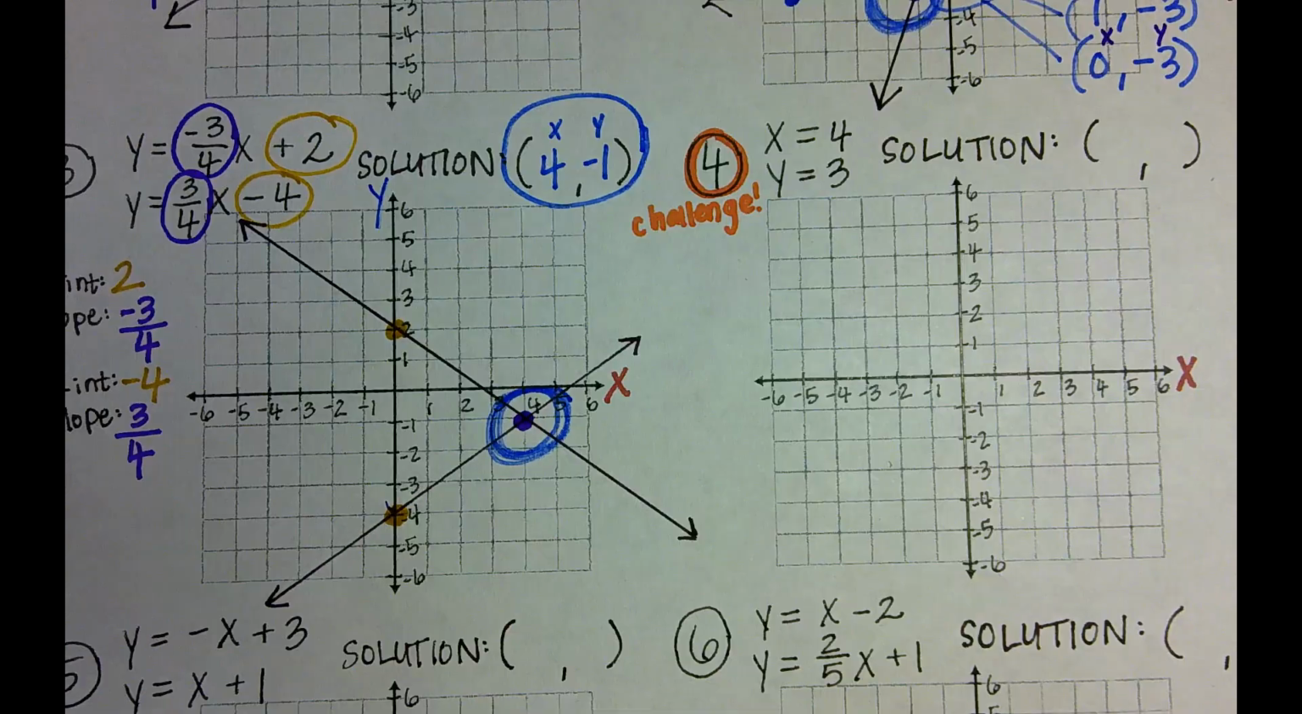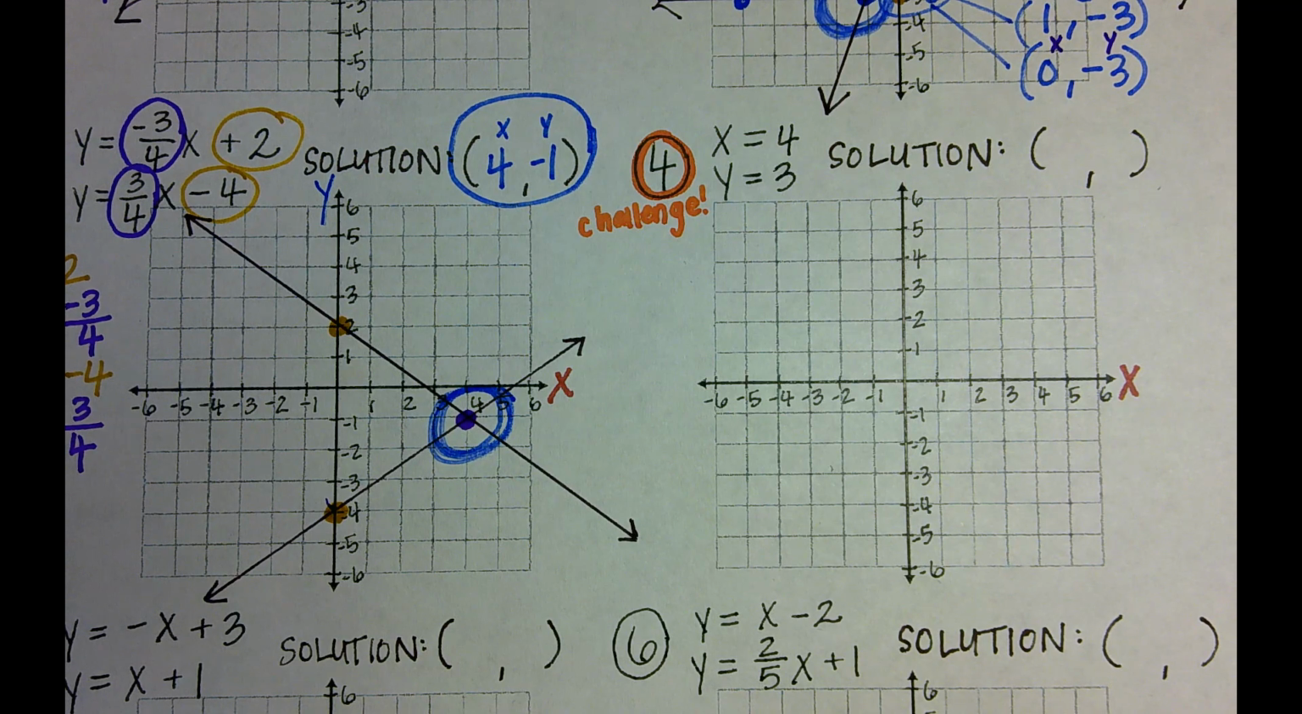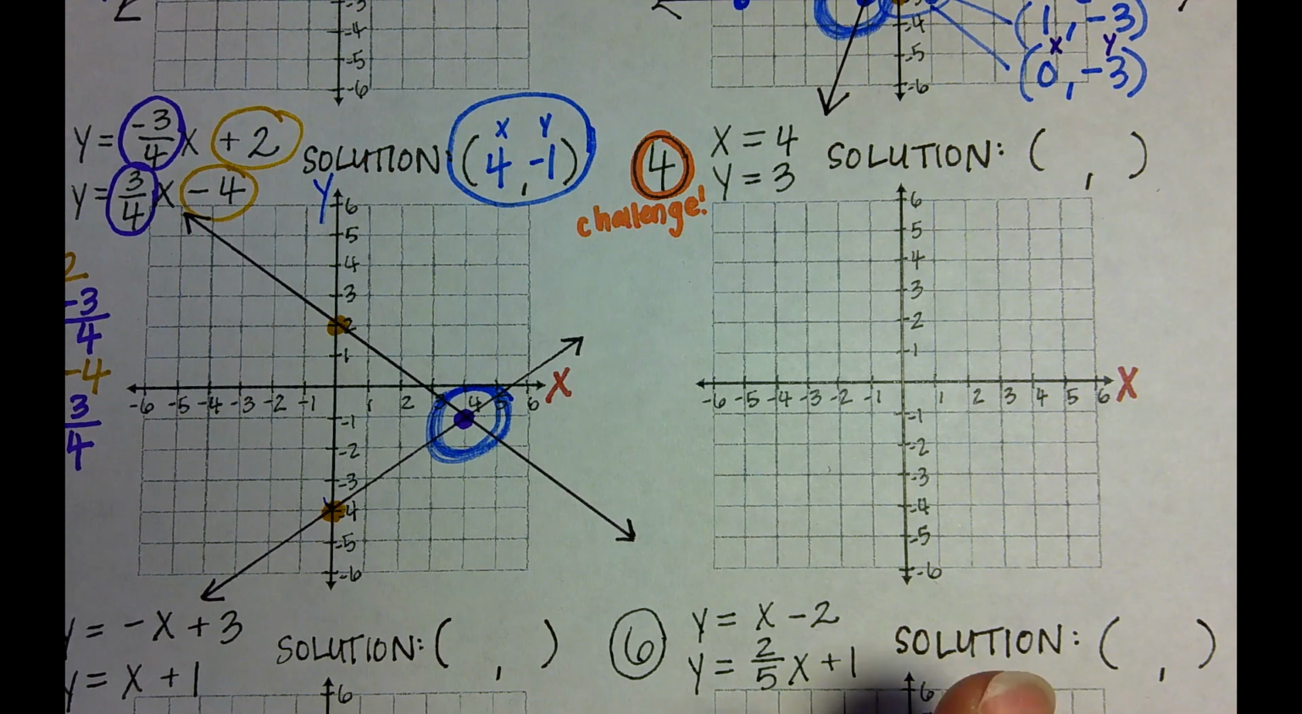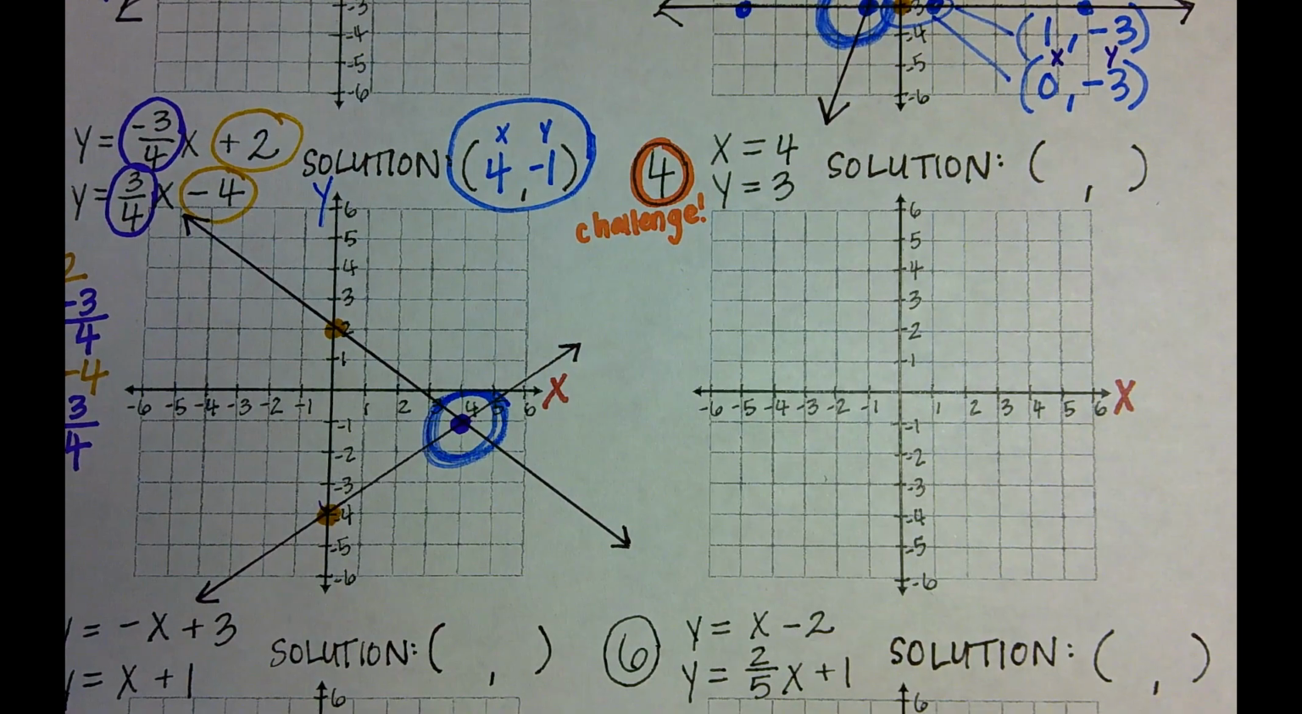Okay, let's look at number 4. Here's another challenge. Now this one's challenging in terms of graphing just because it's unfamiliar compared to the other ones. But the solution, this will actually be your easiest one to find.